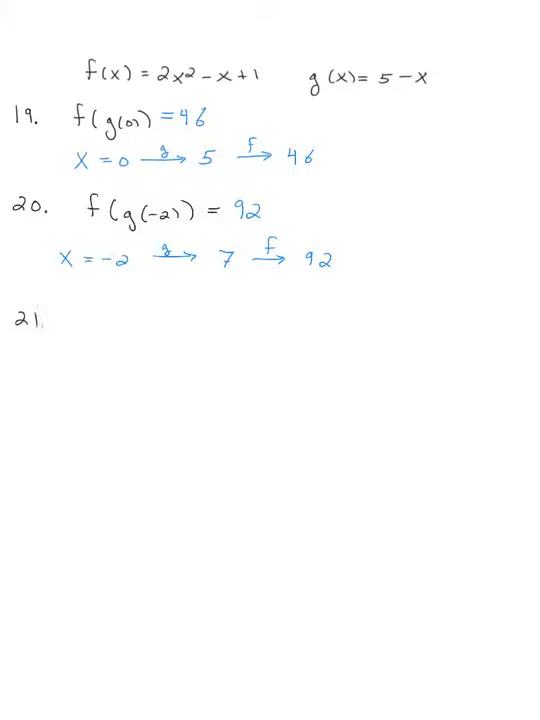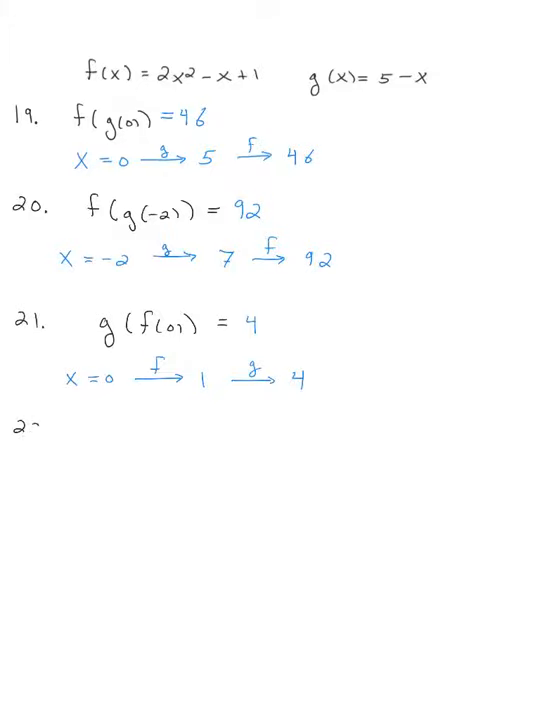For 21, g of f of 0. Okay, we're kind of going backwards here. We're still starting with 0, but I'm going to first go through f. So when I do that, I get 1. I then take 1 and I put that number into g, and I get 4. So the answer here is 4.